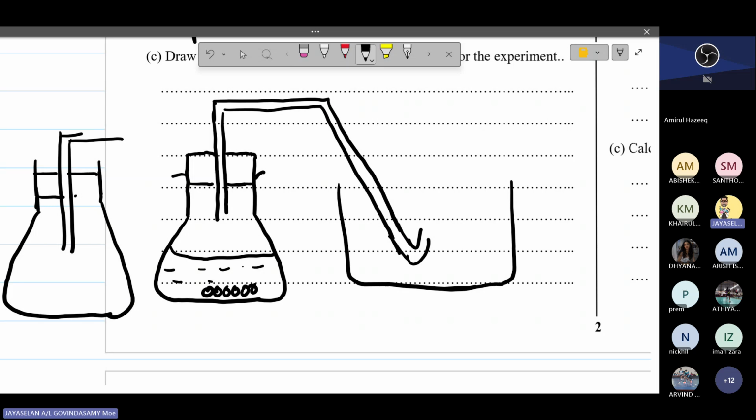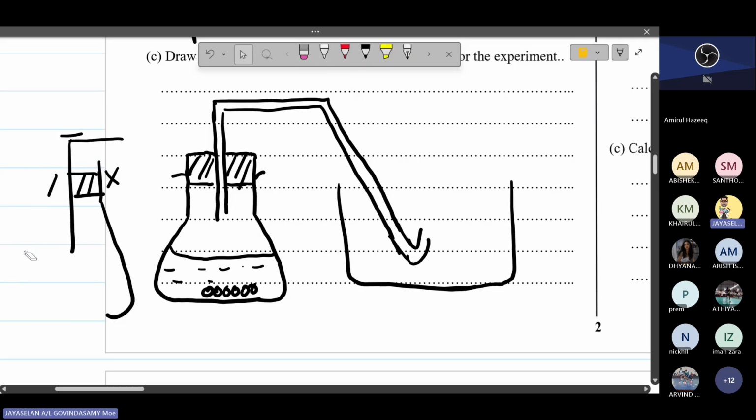Don't do it like this. Then after the reaction, how to remove the stopper. This is wrong. Once the examiner sees this, it's already wrong. So you must do it like this. Any question? Okay, so this is already wrong. So 3 marks, you know, don't waste your marks.